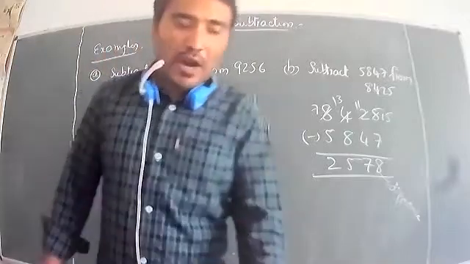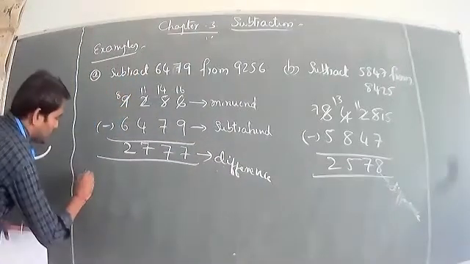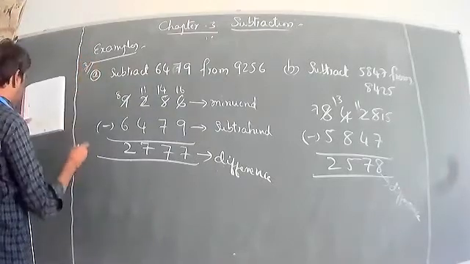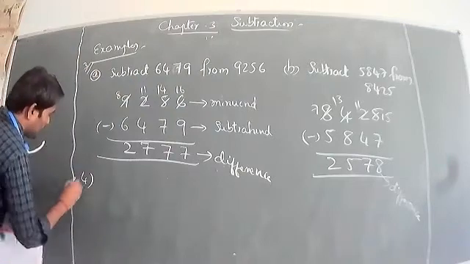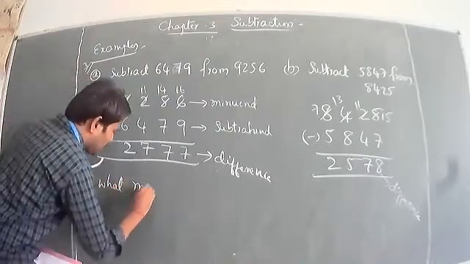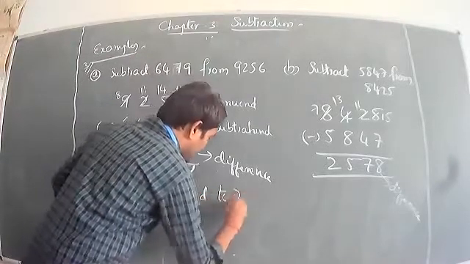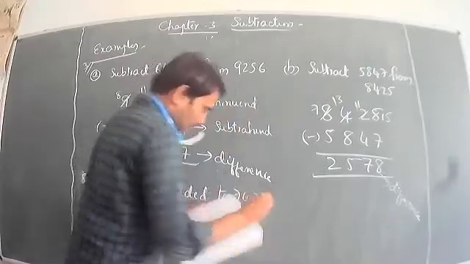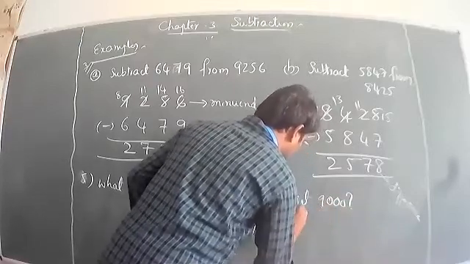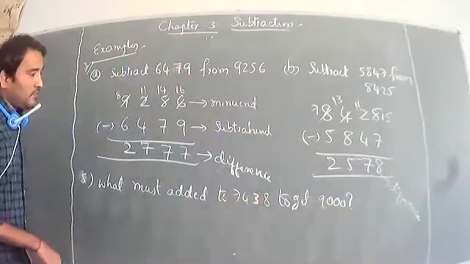Okay. Now you have to solve. Another question is there, what must be added. It is Exercise 3, page number 38. I will go for the fifth one. The question is, what must be added to 7,438 to get 9,000?